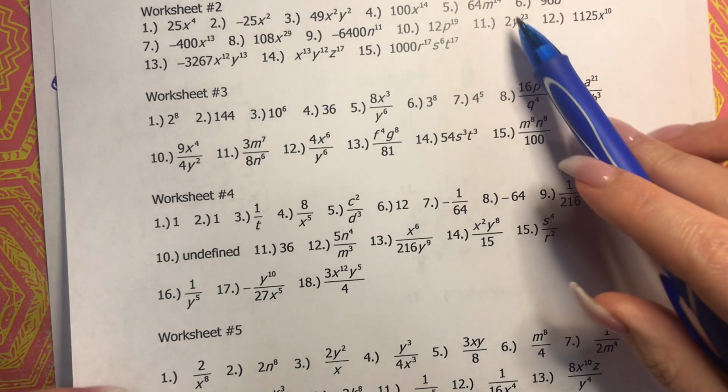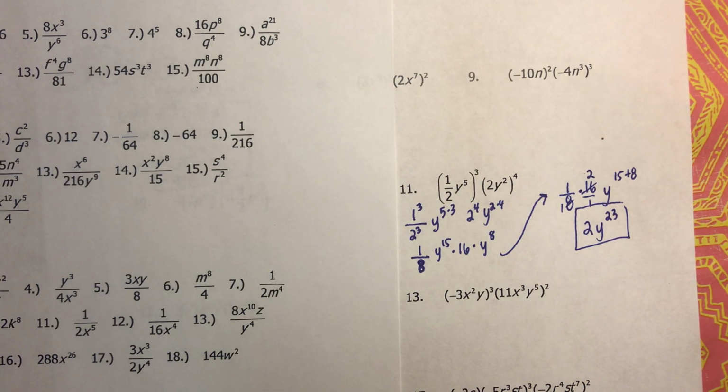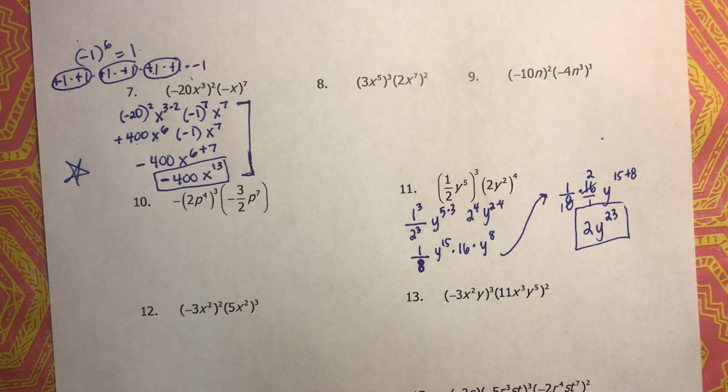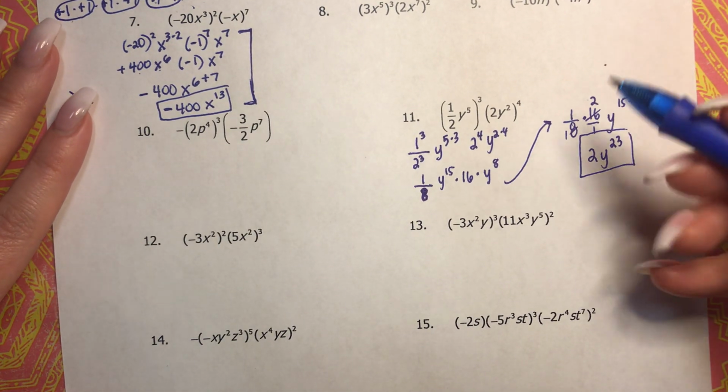We can check it with worksheet 2, number 11, 2 times y to the 23rd power. Boom, got the same thing. Awesome, awesome. So that is it. Maybe we'll do one more. How about we'll do 13?